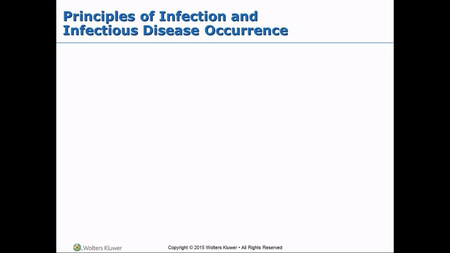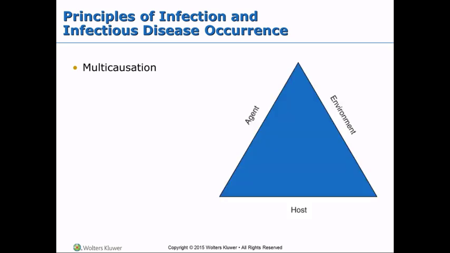There are 4 basic principles of infection and infectious disease occurrence. The first principle is multi-causation. Think back to the epidemiological triangle. Infectious diseases are the result of interaction among the human host, an infectious agent, and the environment that impacts the human host. This principle of multi-causation emphasizes that an infectious agent alone is not sufficient to cause disease, as the host must be susceptible and the environment must be ideal for the infectious agent to exist.